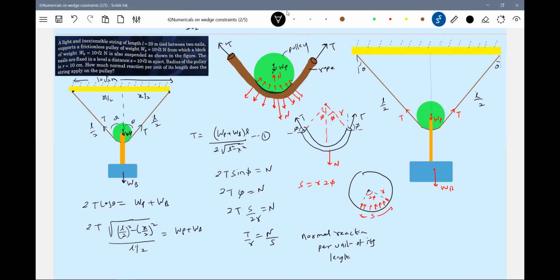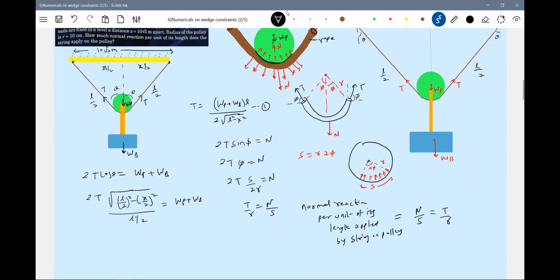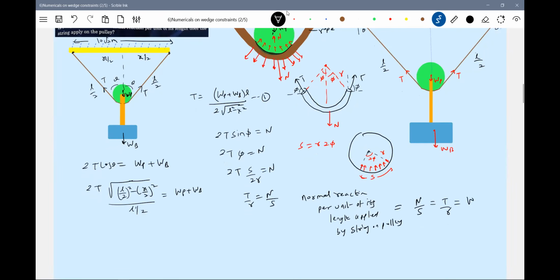Normal reaction per unit of its length applied by string on pulley. So this is what N by s. Do we know T? Do we know T? Yes, the value of T is there. So that I'm going to substitute.